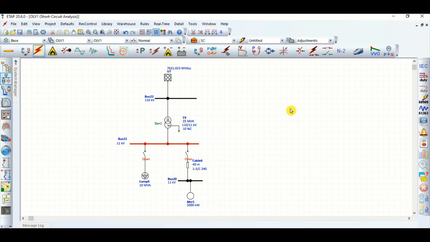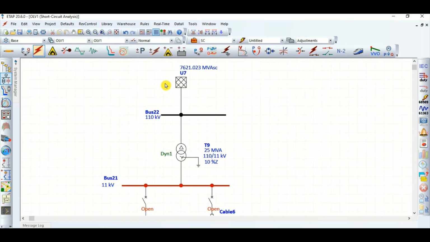So let's start today's video, which will be the detailed calculation method for the short circuit calculation: balanced three-phase short circuit calculation and single line to ground fault short circuit calculation using the manual method, and I will validate using this ETAP software. And this is the model.